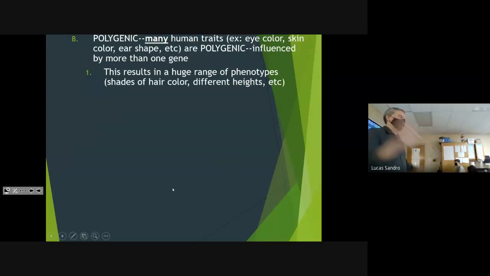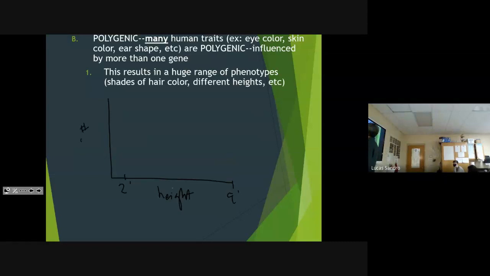Those are the extremes. Well, if I were to graph that out, a polygenic trait like height, this is like 9 feet, and this is like 2 feet, and this is just the number of people who have each height. What's the graph going to look like? Where are we going to find most people?